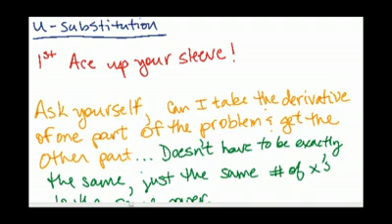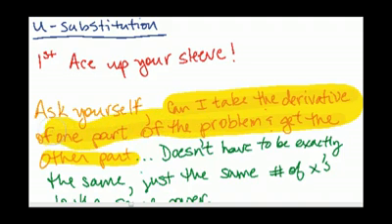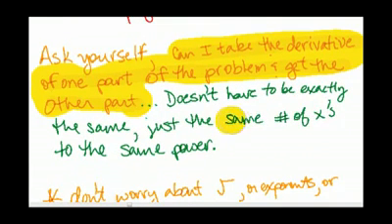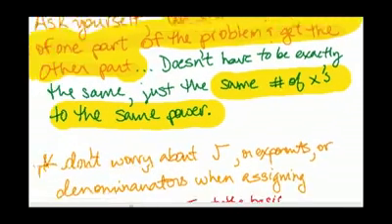And in U sub you ask yourself this question here. Can I take the derivative of one part of the problem and get the other part? Okay. So do I care about coefficients? No. Do I care about the x's? Yes. I want the same number of x's to the same power. Alright, and I'll show you what I mean by that later.